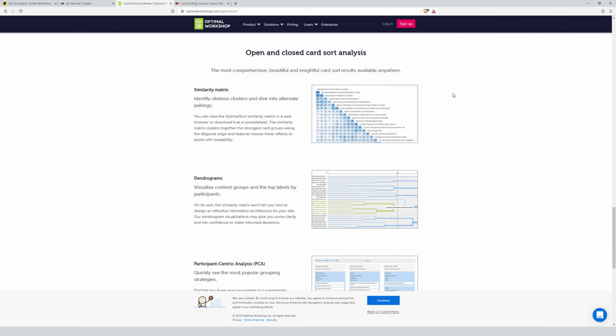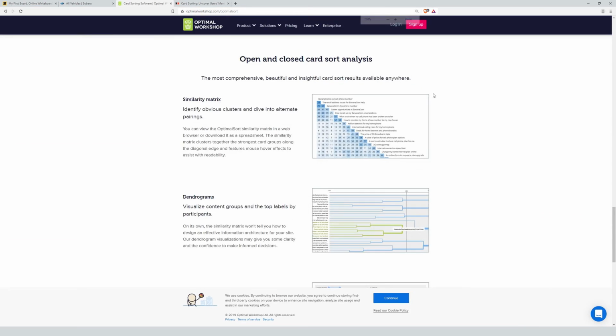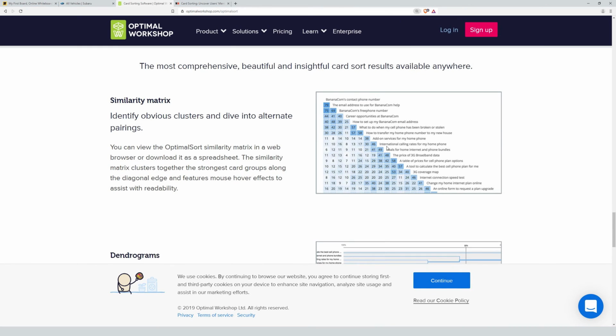So these are some examples of the analysis that might be a little bit small on the screen, but this is called a similarity matrix, where it'll cluster things together with darker colors. In an example like this, the darker the blue, the more commonly people tend to group things together. So that's a helpful way of just quickly visualizing how things are grouped, and Optimal Workshop provides that by default.